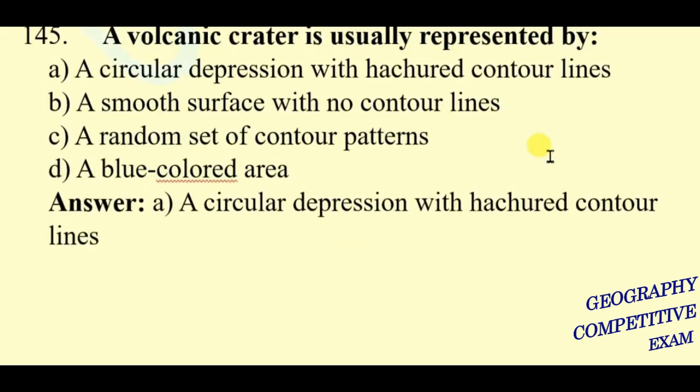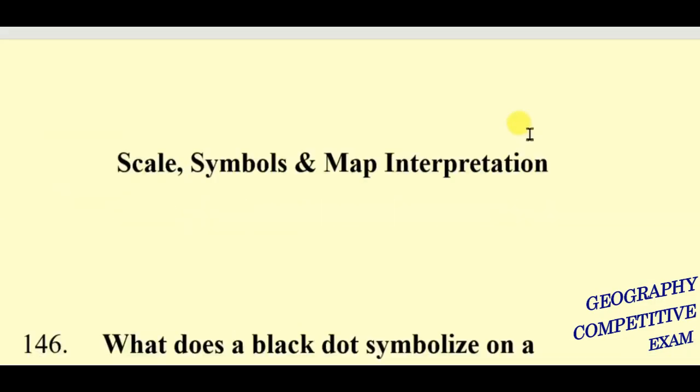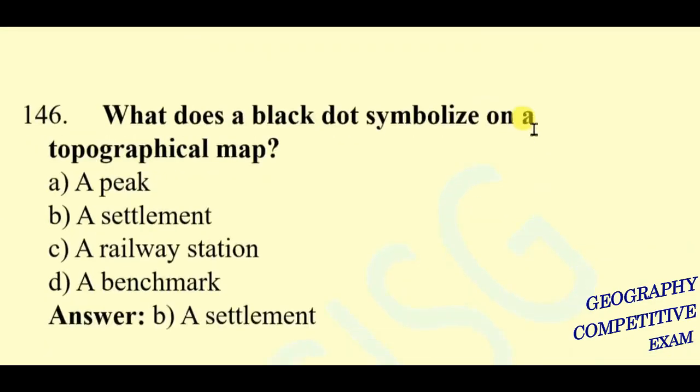Question 145. A volcanic crater is usually represented by a circular depression with hachure contour lines, a smooth surface with no contour lines, a random set of contour patterns, a blue colored area. Here the right answer will be a circular depression with hachure contour lines. It shows a volcanic crater. Question category: scale, symbols and map interpretation.